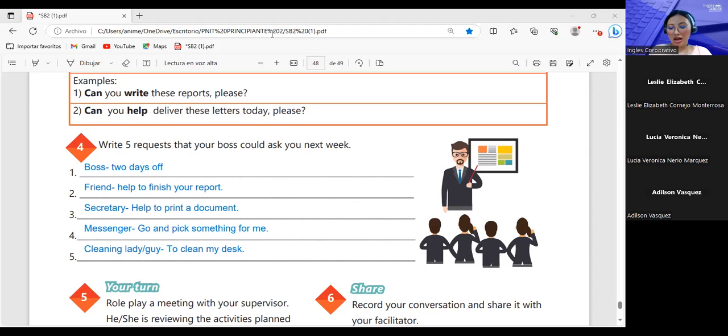In number two, how would you ask your friend to help you finish your report? How would you ask about that, class? Pregúntele si le puede ayudar a terminar el reporte. It's for tomorrow. Estamos de noche. You are in the English class. And tomorrow, at 7, you need to present that information. Go ahead, please. Who wants to try?